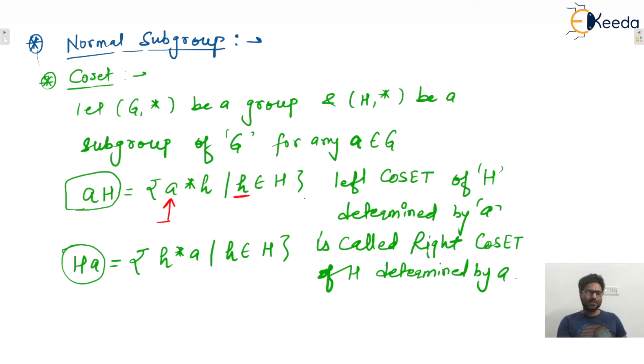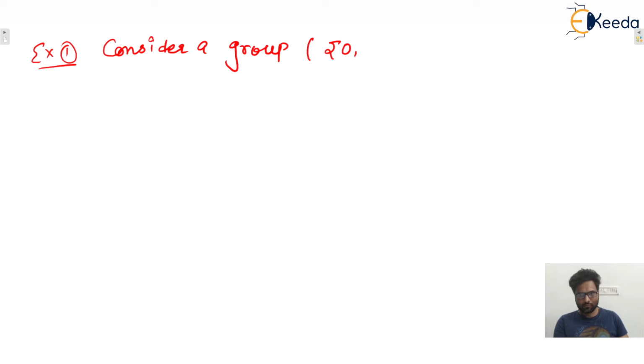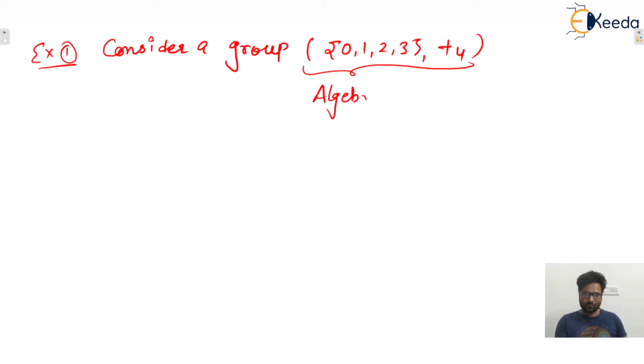So let us consider one example. I'm going to take one example, based on that we'll see what is a left coset and what is a right coset, isn't it? So let us take one example. Let us consider a group, this algebraic structure is given, and this algebraic structure is a group. Otherwise, you can verify with the help of the Cayley table. But it is given that this is the group.